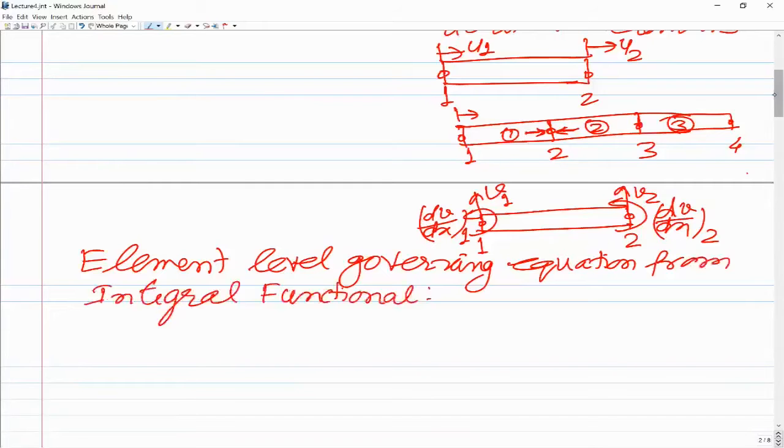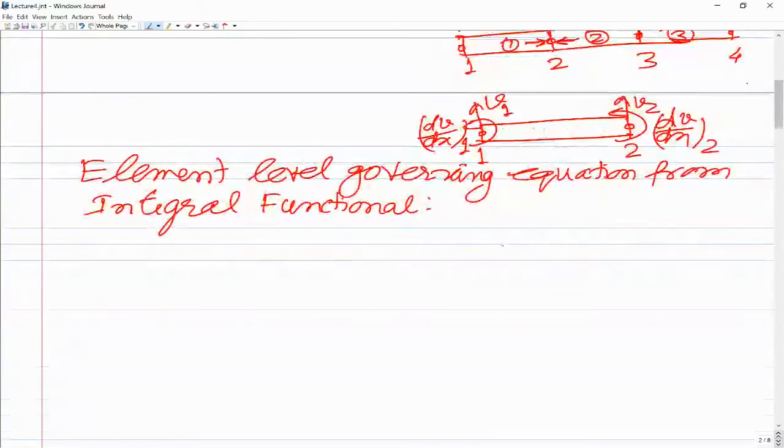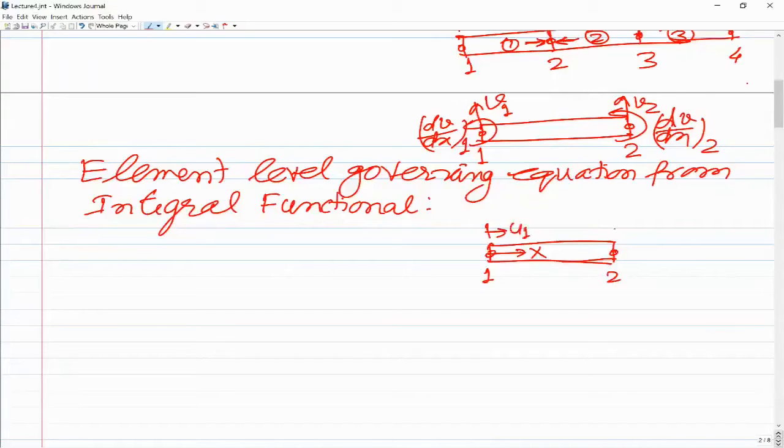You remember the truss element problem. We have said the local coordinate is capital X. This is node 1, this is node 2, and we have the values of the primary variables as degrees of freedom at the end nodes, u1 and u2. The length of the element is small l, the Young's modulus is E, and the cross sectional area is A. These are the properties.